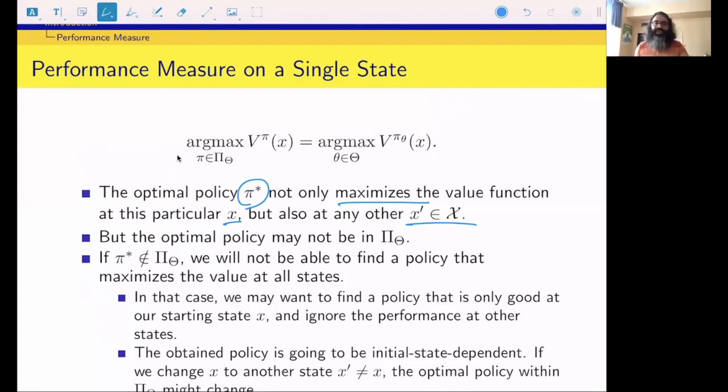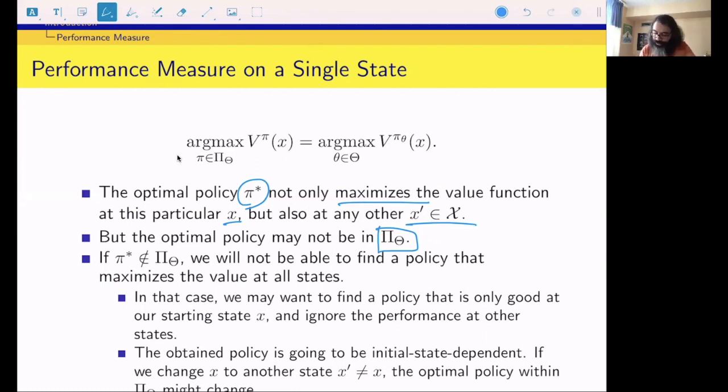But the catch is that the optimal policy may not be in the space of policies that we represent. This basically means that maybe the neural network that we use cannot represent the optimal policy because it doesn't have enough parameters or enough depth or anything. Or maybe we chose a very simple policy class where the optimal policy does not belong.